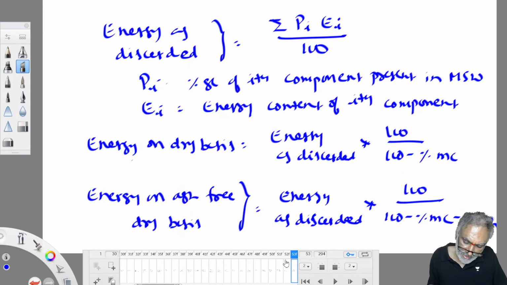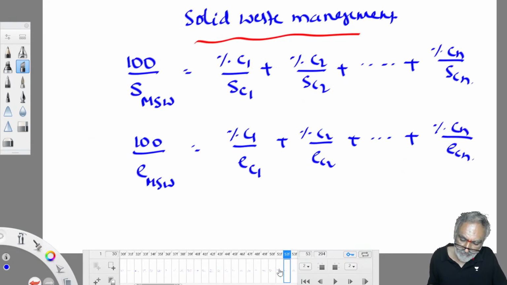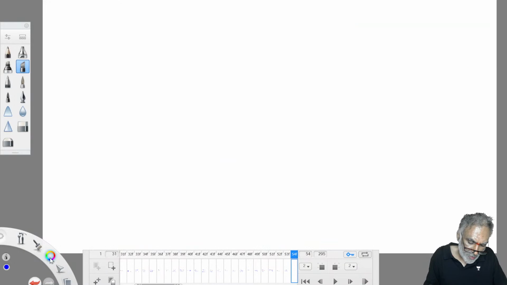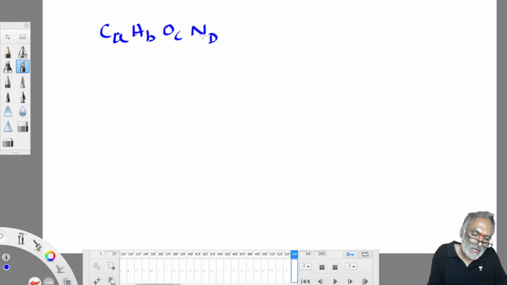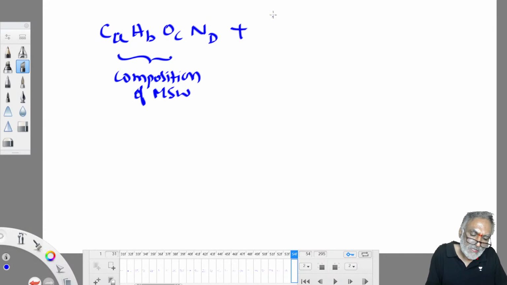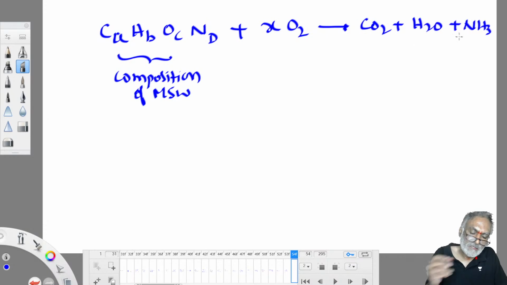This also they are asking, questions on energy, questions on specific gravity of MSW. Then how much amount of oxygen is required. So CaHbOcNd are the composition of municipal solid waste. They will give you like this. A, B, C, D, some numericals they will give. Composition of MSW that react with some components of oxygen and produce carbon dioxide, produce H2O, produce ammonia and something like that. Question will be there. Then how much amount of oxygen is required?